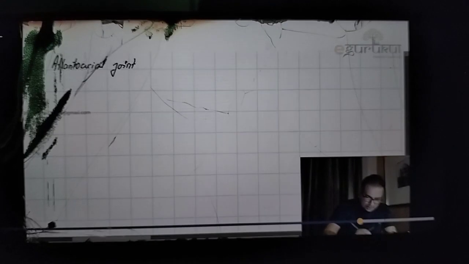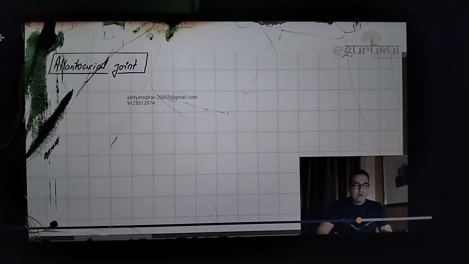Atlanto-axial joint. Just take 10-15 minutes more, guys. I know that it's a long session, but still.